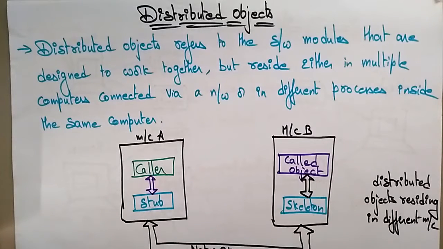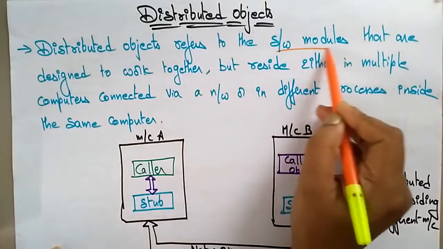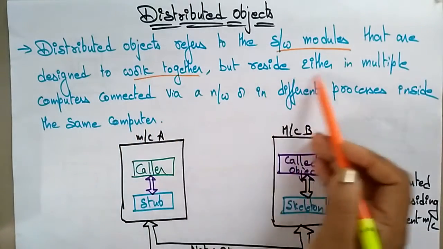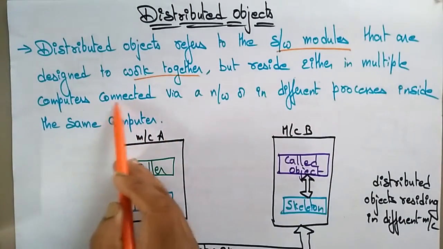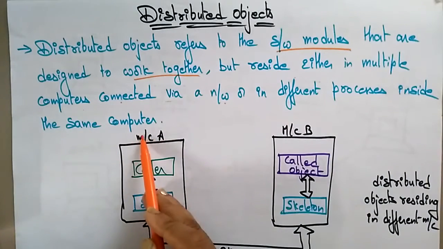Students, coming to the next topic, that is distributed objects. So what are distributed objects? Distributed objects refer to software modules that are designed to work together but reside either in multiple computers connected via a network or in different processes inside the same computer.